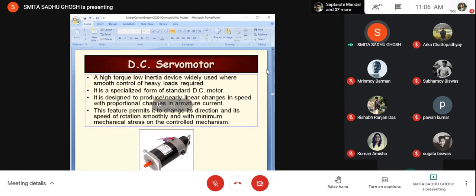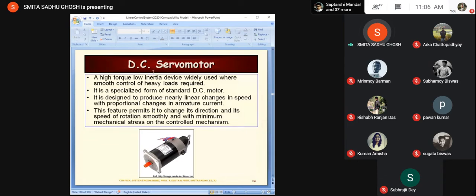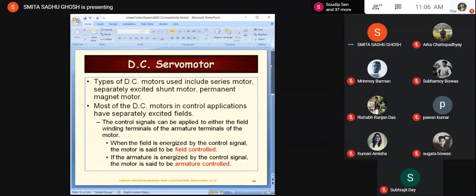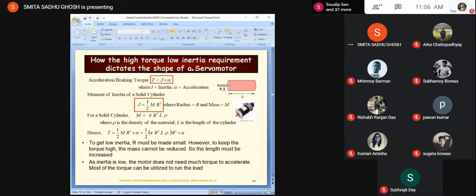If you recollect, in the last class I had stated that for a servo motor, it is essential for the servo motor to be a low inertia as well as high torque device, and we had stopped discussing at that point because there was a query regarding how the shape of the servo motor was related to the inertia as well as the torque. This is slide number 131, right?